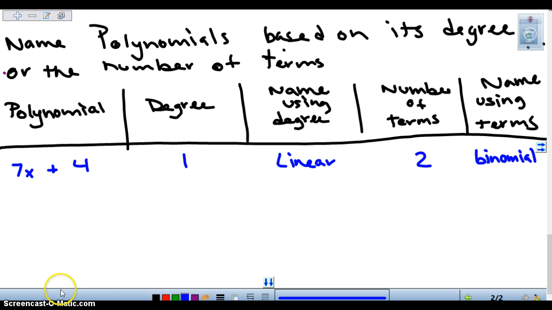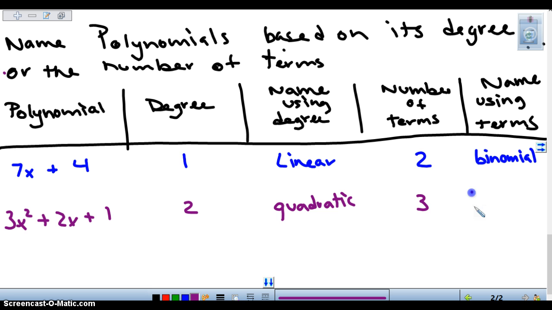Binomial means two terms. If we have a polynomial 3x squared plus 2x plus 1, the degree of the polynomial is 2 because the largest exponent is 2. When the degree of a polynomial is 2, it means it is quadratic. There are three terms. That means this is a trinomial.